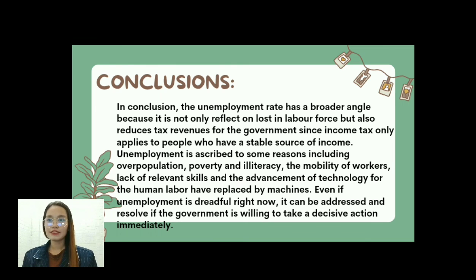In conclusion, the unemployment rate has a broader angle because it not only reflects the loss of labor force, but also reduces tax revenues for the government, since income tax only applies to people who have a stable source of income. Unemployment is ascribed to some reasons including overpopulation, poverty and illiteracy, the mobility of workers, lack of relevant skills, and the advancement of technology, where human labor has been replaced by machines.